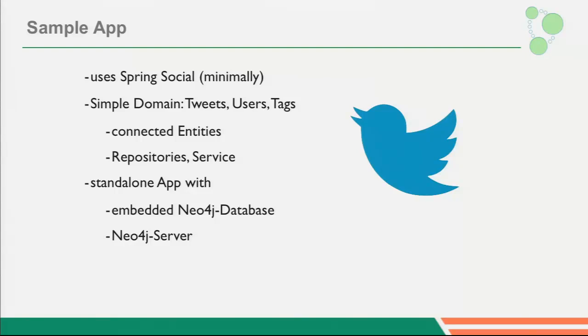So the app that Emil already mentioned, that is running all the time in the background, so I hope you tweet it, because then it will be part of the graph with S2GX. We use a bit of Spring Social, actually just the Twitter template and the search of that. And a very simple domain of tweets, users, and tags. We have some connected entities, repositories, a service, and we have both a standalone app with an embedded Neo4j, and right now it runs against the Neo4j server that runs on my machine.